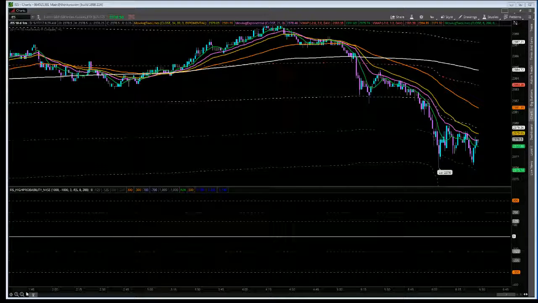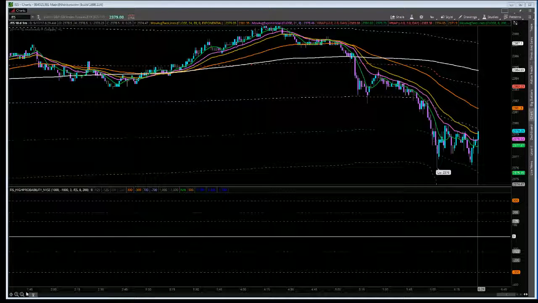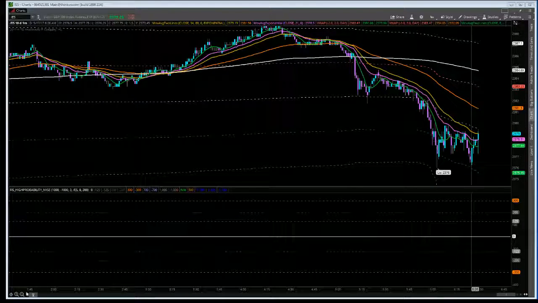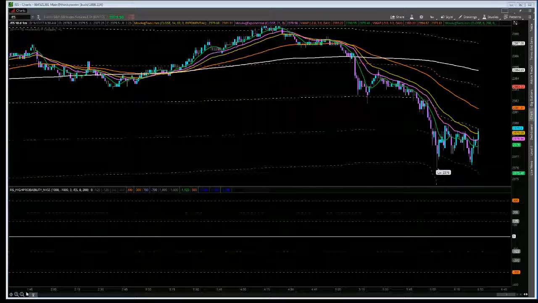Now, I love also to watch the advancers and decliners. Now that tends to be a little bit of a lagging indicator, but it can sure show you some things. There you go, market open. Okay, it's starting to get our first reads of the day. Advancers and decliners are down to minus 1400. Obviously, very negative.